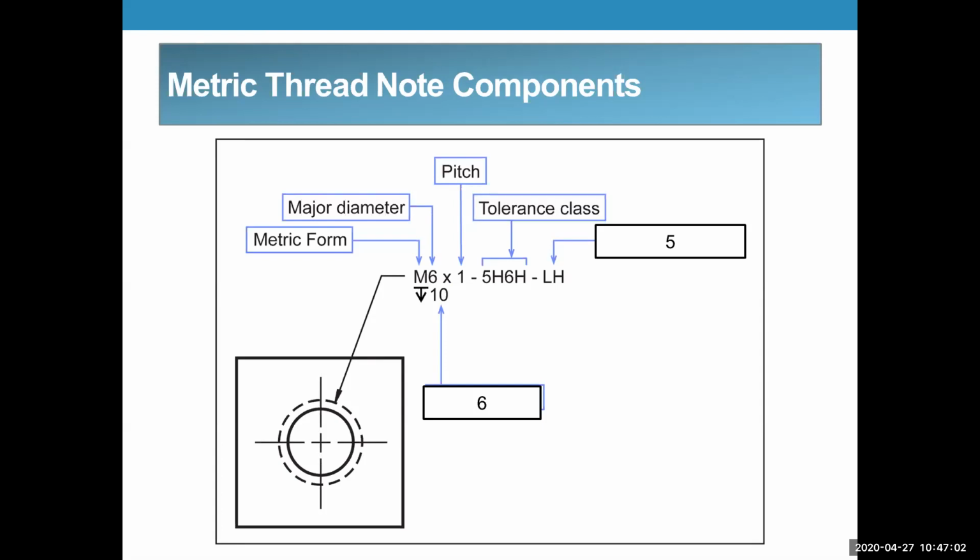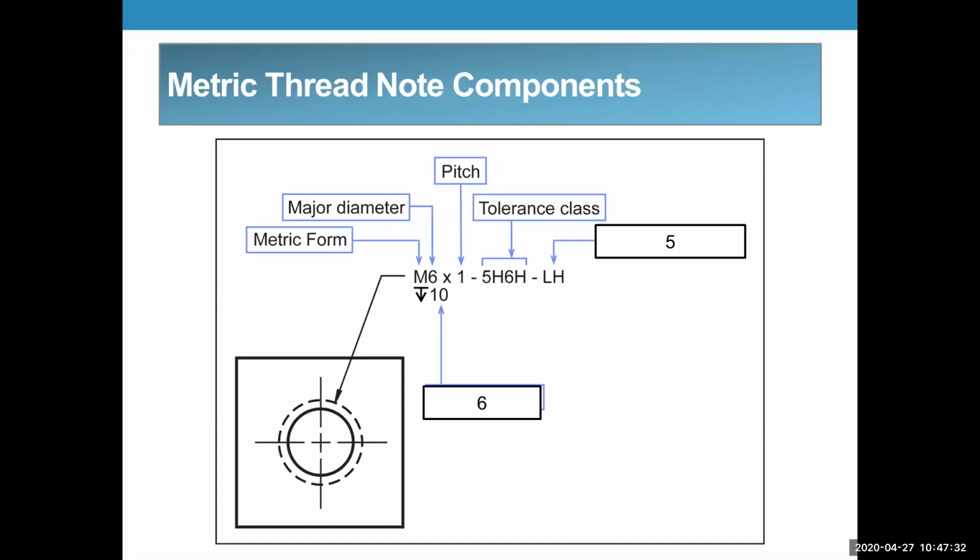Fourth position is the tolerance class, which again, as we said, in some ways is similar to the tolerance class for a fit between a shaft and a hole. At least it looks similar. I would say the information is not quite the same. So there's no calling out external or internal along with the tolerance class.